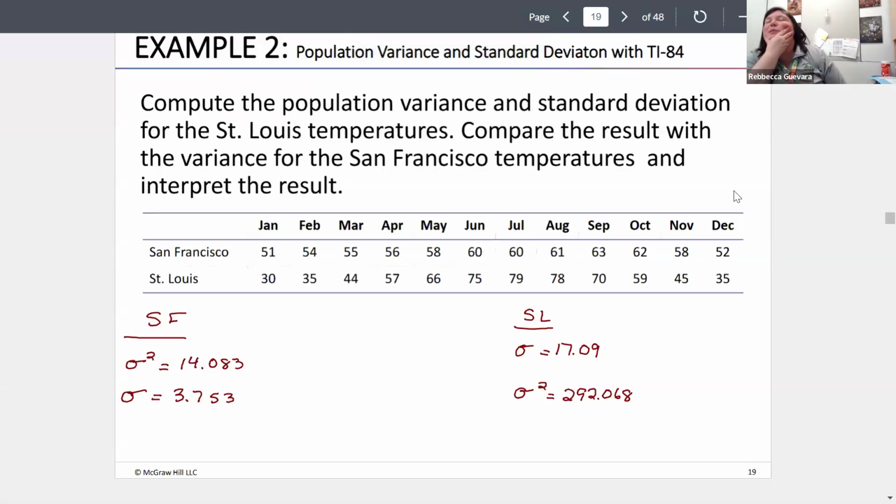Okay, for a big comparison, we got SF for San Francisco, SL for St. Louis.